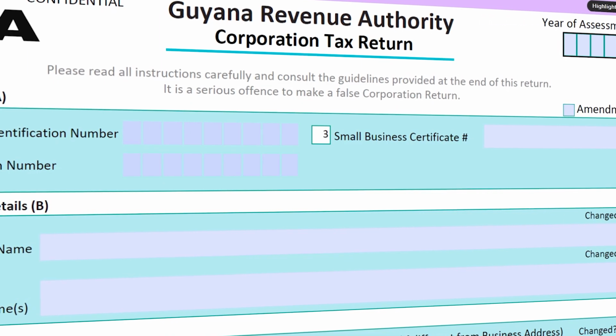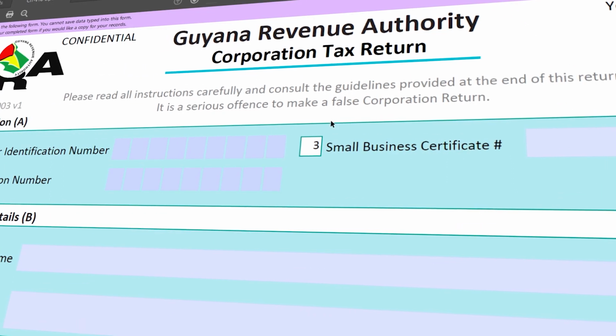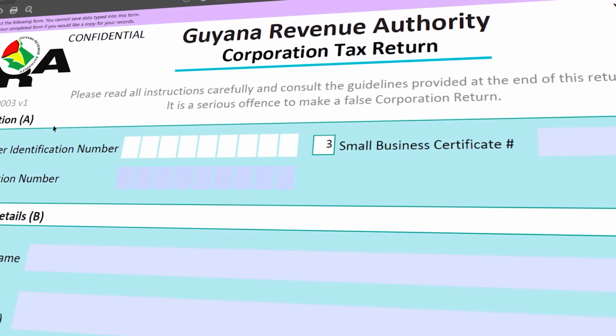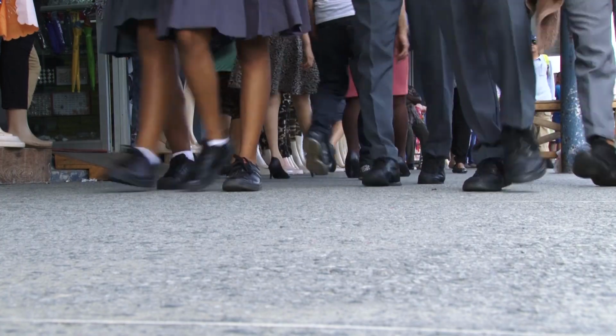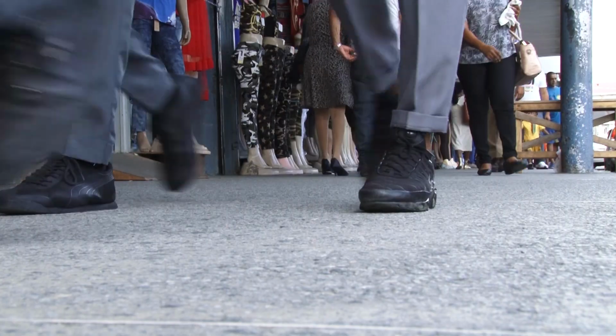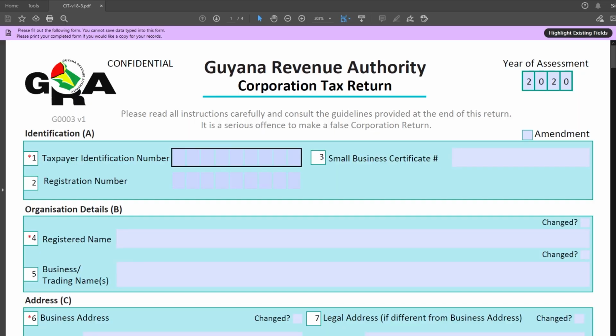Optimal Revenue Management System, Corporation Tax. This video is part 1 of a step-by-step demonstration on how to complete the new corporation tax return. But before we delve into that, there are a few points to note. Any person not being an individual who is registered in or carried on business in Guyana for the approved period in which income was earned must submit this return.